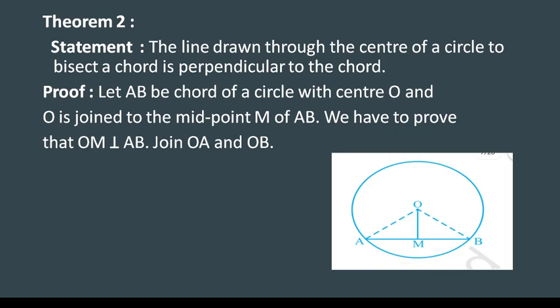Statement. The line drawn through the center of the circle to bisect a chord is perpendicular to the chord. Proof is given. Let AB be the chord of a circle with center O, and O is joined to the midpoint M of AB. We have to prove that OM is perpendicular to AB. For that we have joined OA and OB.